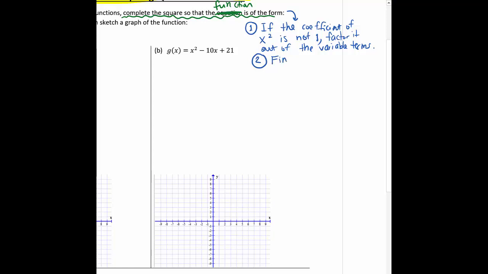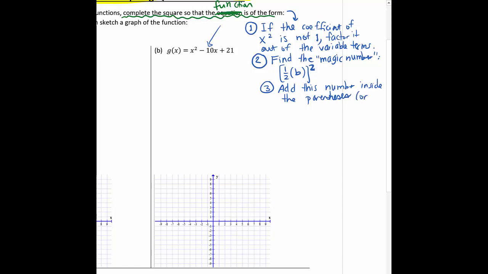The next step is to find, just like with completing the square, the magic number. And remember, it's half the coefficient of x, squared. I'm calling it b this time because the number in front of x we usually call b. So what next? Add this number inside the parentheses, if you factored something out, or to the right of bx, then subtract this number on the right side of the function.